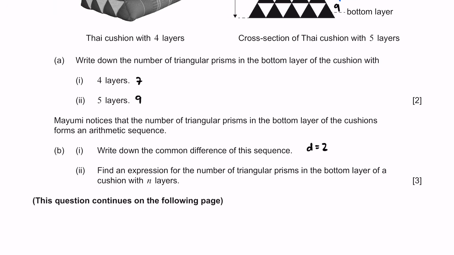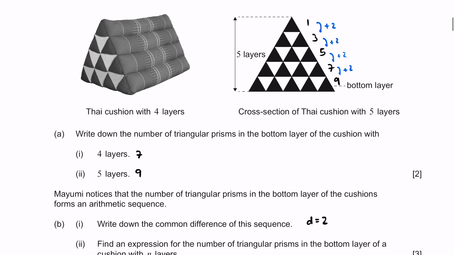Part 2 of part B. Find an expression for the number of triangular prisms in the bottom layer of a cushion with n layers. So what they're asking us to do here is generalize this sequence. So what happens if we want to know, let's say, the number of triangular prisms in, let's say, the 6th layer, or the 10th layer, or the 50th layer, or the nth layer, any layer, for example. Instead of just adding 2, can we create a formula that allows us to substitute the term number or the layer number and find out how many triangular prisms there are in that layer?